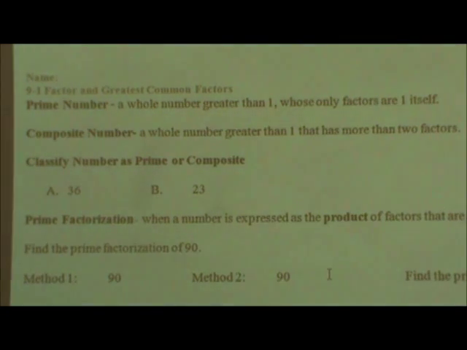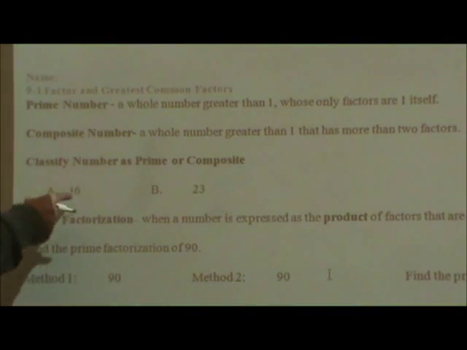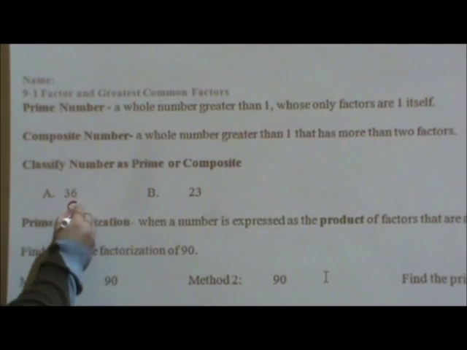When a number is not prime, it's known as composite. A composite number is a whole number greater than 1, and that has more than 2 factors. So it's going to have more than just 1 and itself. It will have additional factors. So if we look here on the first example, letter A, that would be pretty basic. Going back to your elementary days, 36, we know that is a composite number.